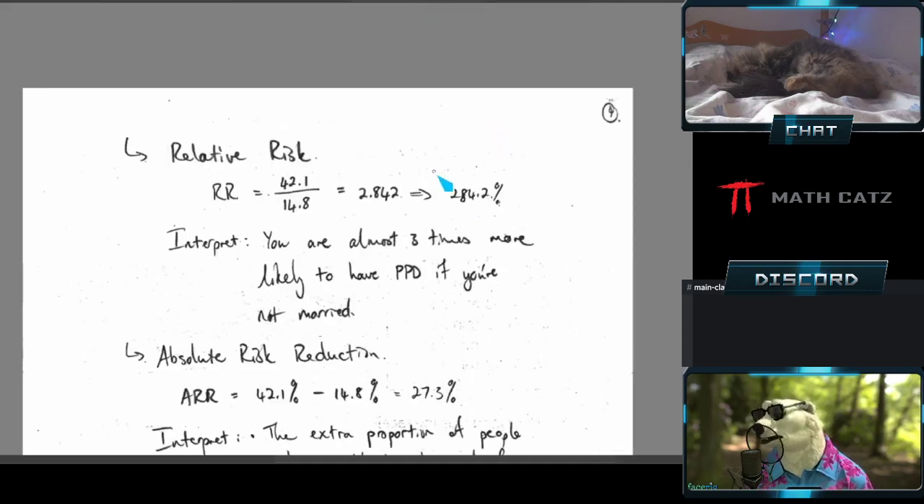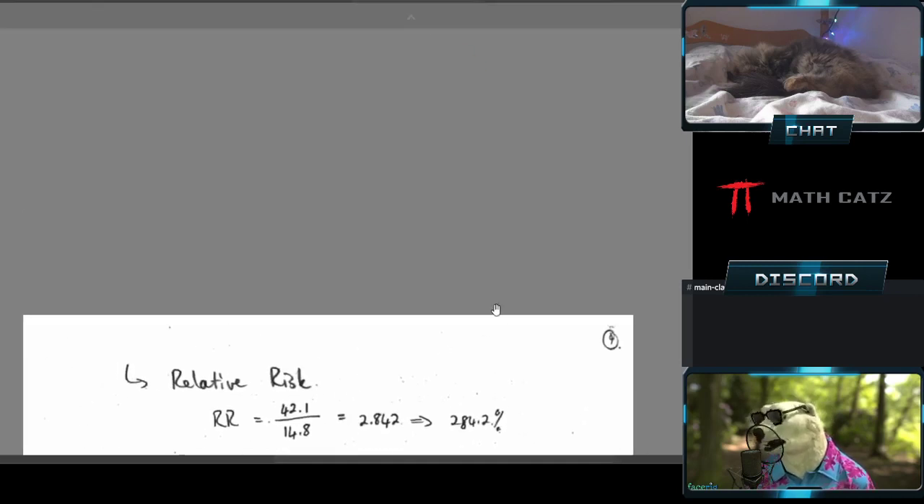So I'll calculate my relative risk of postpartum depression between unmarried and married status. You can take the percentages or the decimal versions, it's going to be the same thing. Remember, I might write a rounded version here, but when I do the calculation, which we'll see in the upcoming videos, make sure you use the most accurate numbers. And I get 2.842.